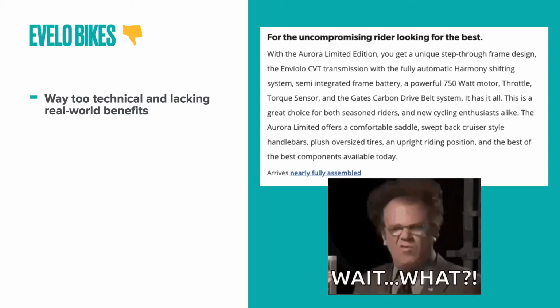Saying something like "fully automatic harmony shifting system," I imagine that means I don't have to shift myself, but putting that in terms that are benefits based would be saying something like "no need to shift while riding up or down a hill," right? So something like that. We also look at the boasting nature of this, "only for those looking for the best." Very, very few brands can get away with that.